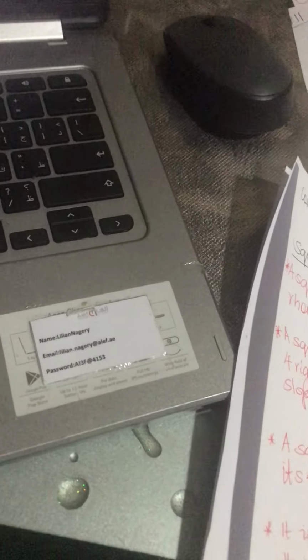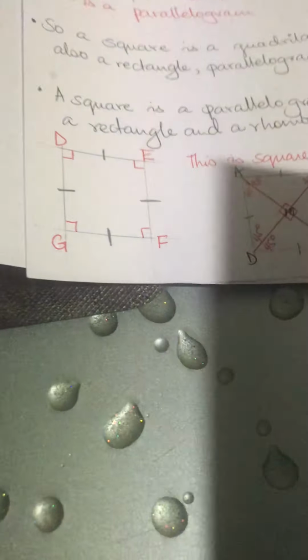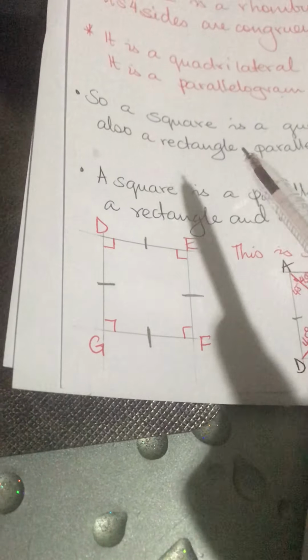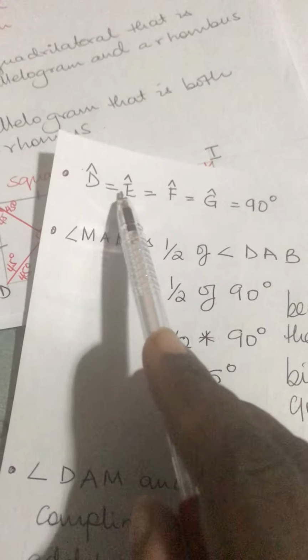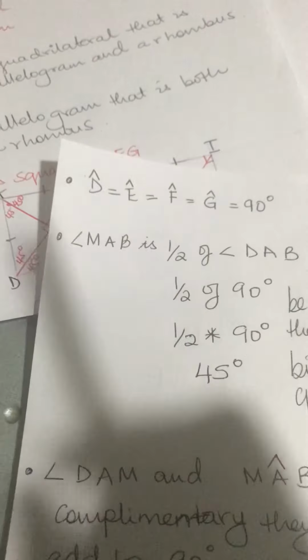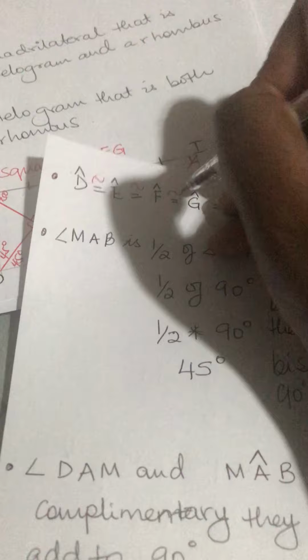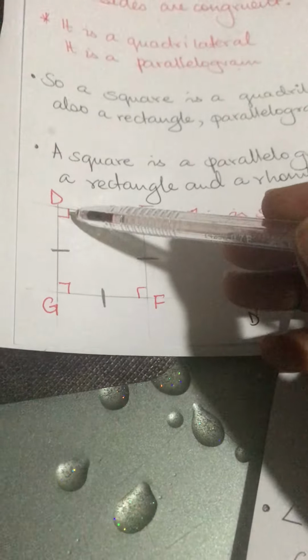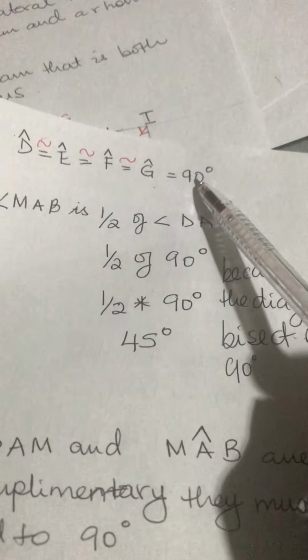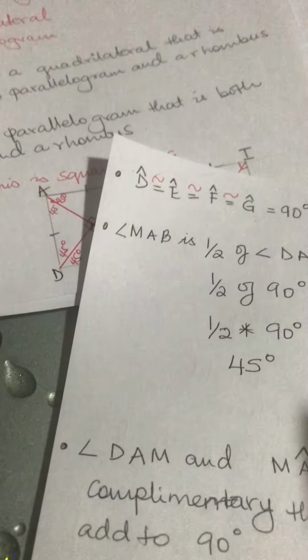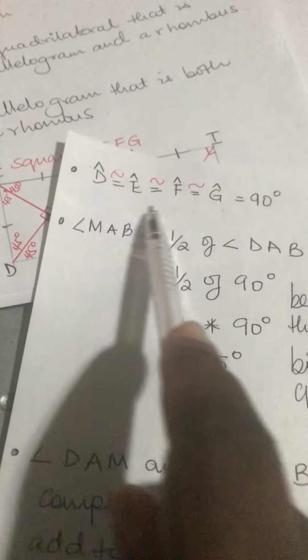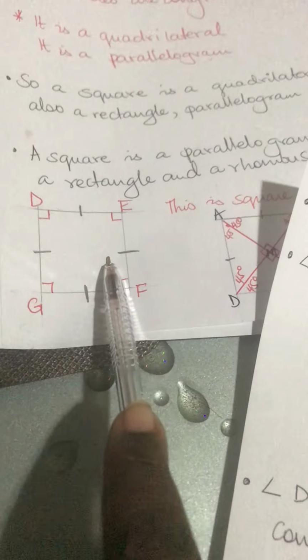Okay, all right, so I want to put both of them together. If I look at this shape, you have D, E, F, G. So what did I write? Angle D is congruent to angle E, which is congruent to angle F, which is congruent to angle G, because they are all congruent and all of them are 90 degrees. That's what I wrote over here. That is one important equation you should know about the square.